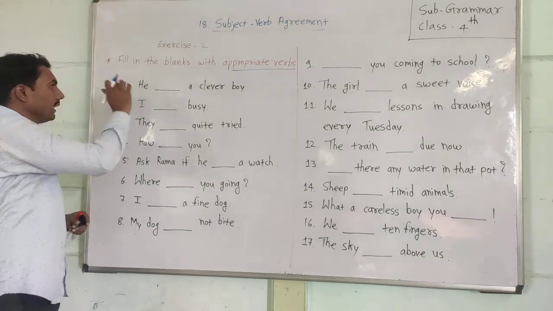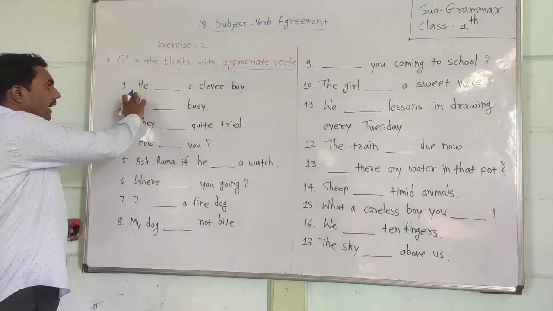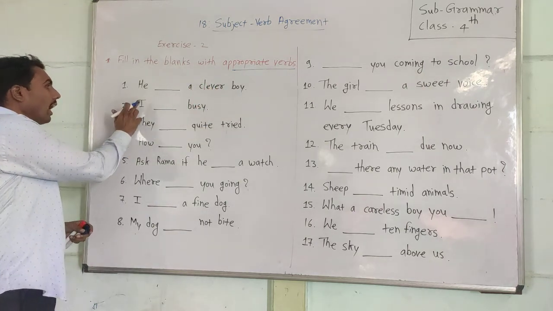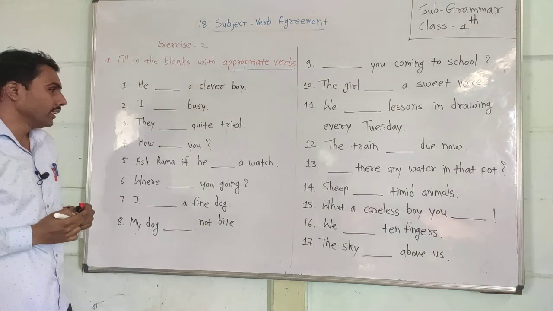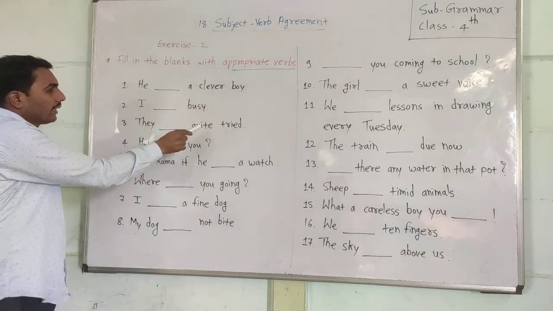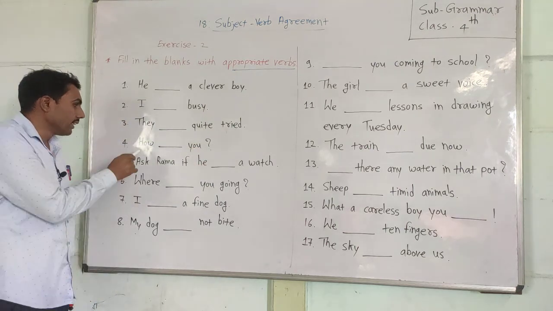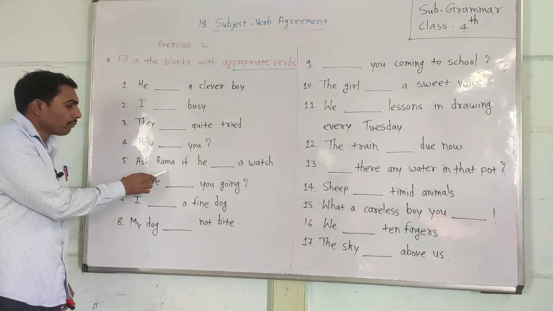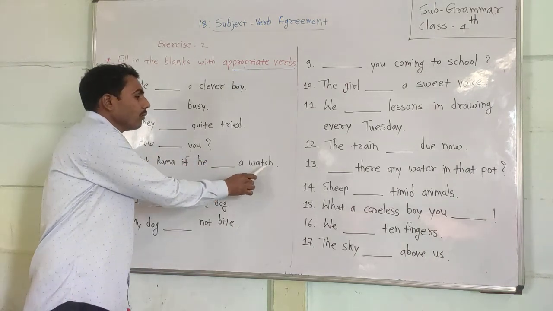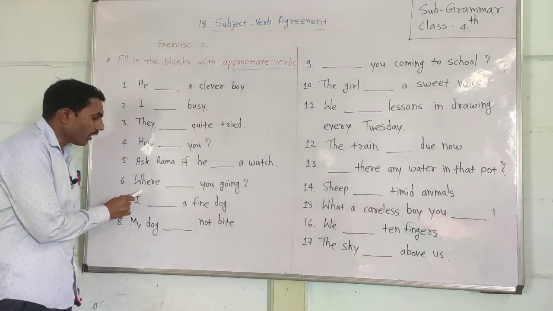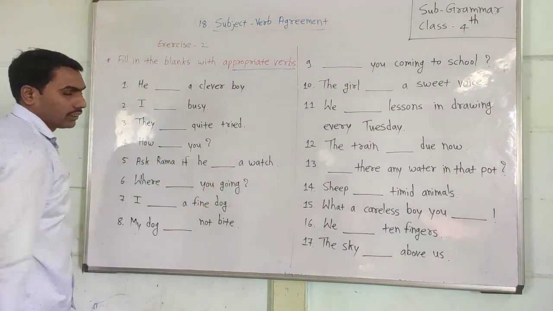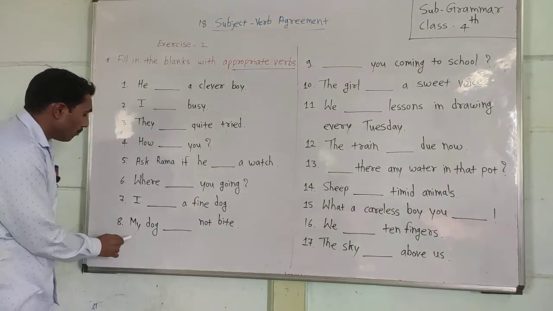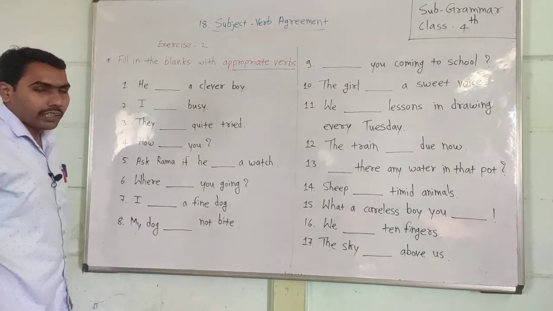Now the first sentence is here. He dash a clever boy, full stop. Now second, I dash busy. Now third, they dash quite tired. Next, how dash you? Ask Rama if he dash a watch. Where dash you going? I dash a fine dog. My dog dash not bite.